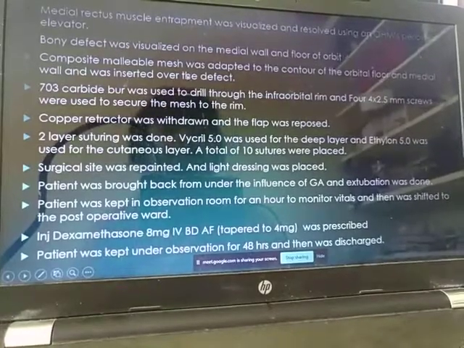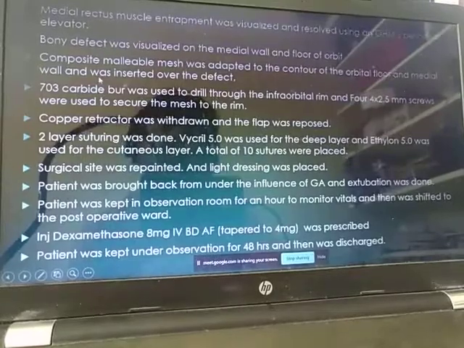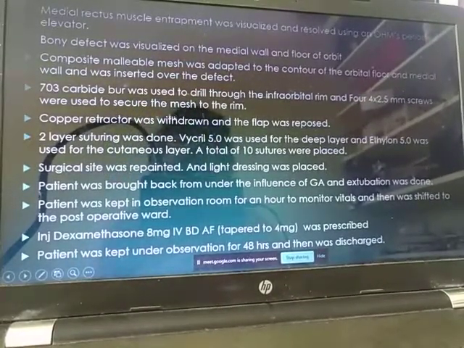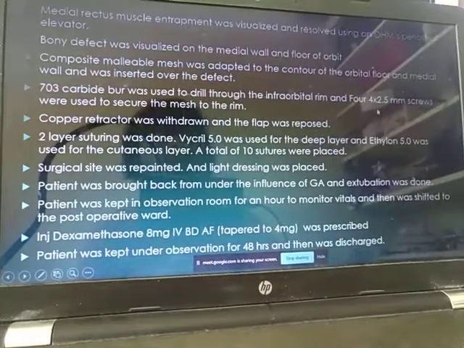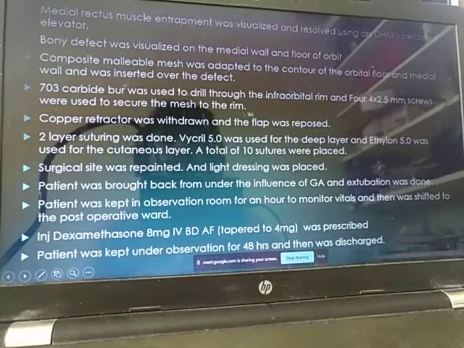The composite malleable mesh was adapted to the contour of the orbital floor and the medial wall, and inserted over the defect. A 703 carbide bur was used to drill through the infraorbital rim, and 4 into 2.5 millimeter screws were used to secure the mesh to the rim.